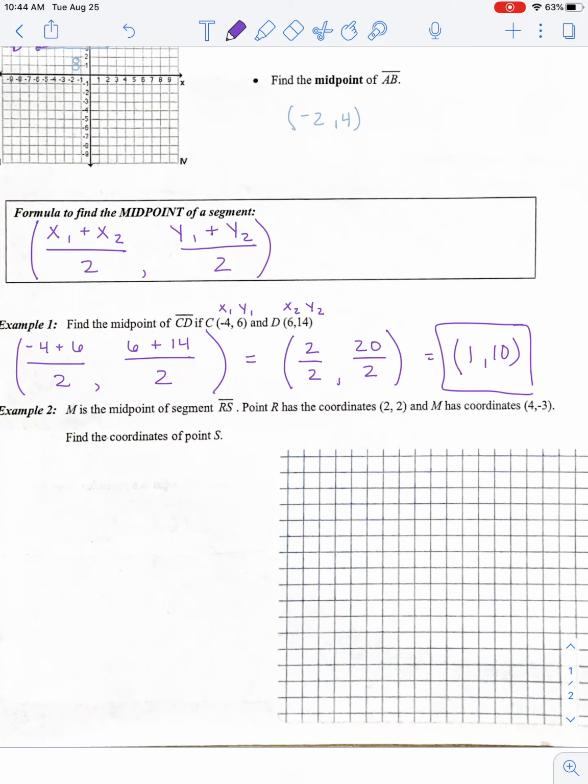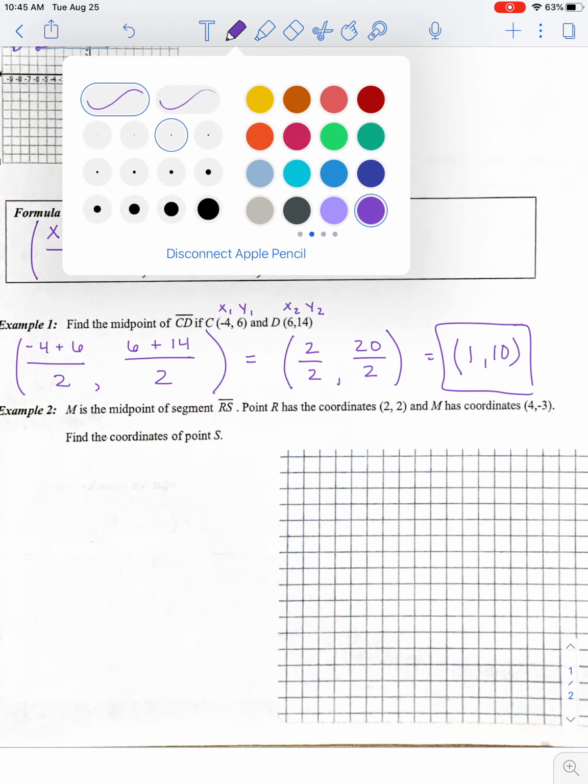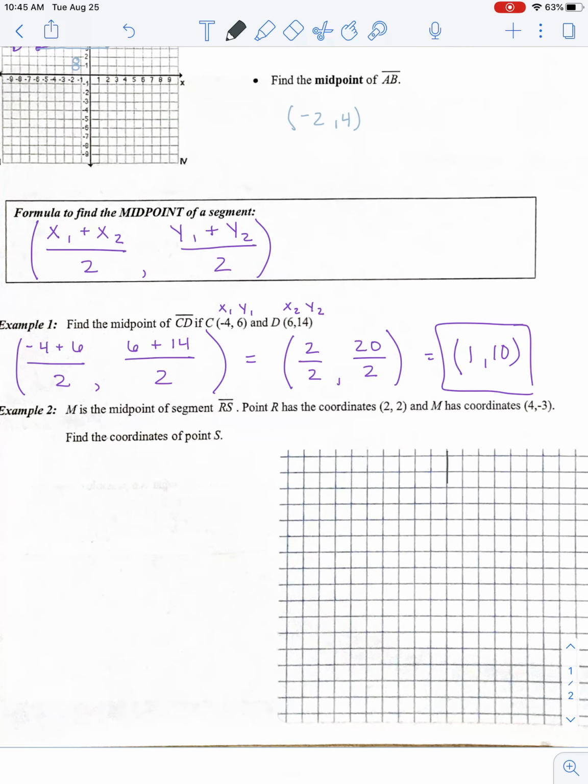Example 2 here. It says M is the midpoint of segment RS. Point R has the coordinates 2, 2, and M has the coordinates 4, 3. Find the coordinates of S. So that's a whole lot. What I'm going to do is graph it. So real quick, I'm going to just make my axes here. Okay, so there's my axes. I'm going to plot the points they give me. So I know I have R at 2, 2. So there's R. And I have M at 4, 3.